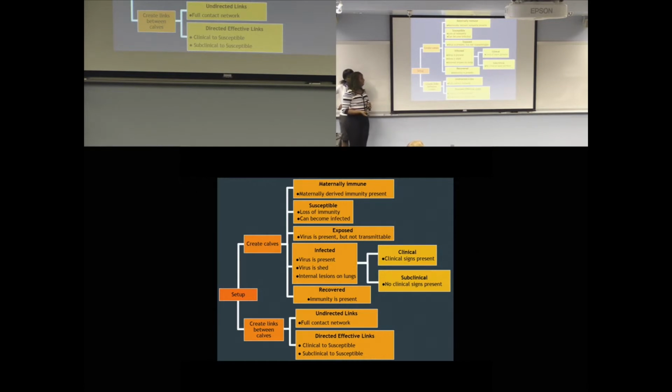We also created links between calves, and the links that were created were undirected links and directed effect links. The undirected links have a full contact network, and the directed effect links move calves from clinically infected to susceptible and subclinical to susceptible.